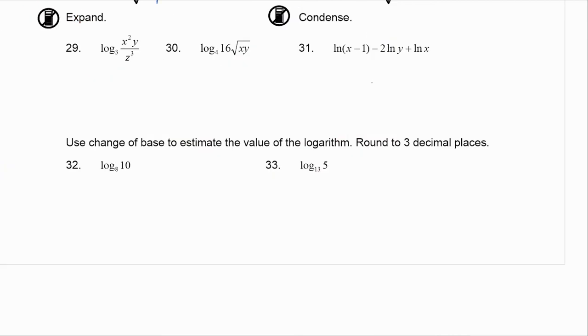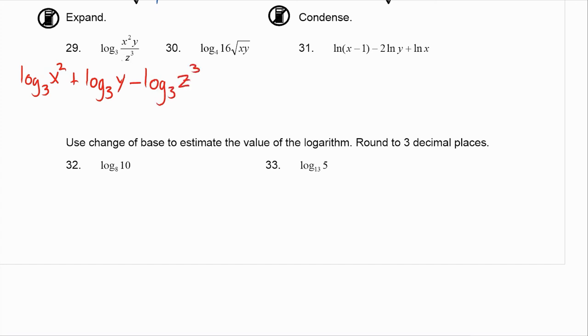Now let's work with 29 and 30. So for these two, you're going to be expanding. Now, there's a couple ways of rewriting these, but the way that I would like to see on the test for you to get full credit, I would like you to start off by saying log base 3 of x squared plus log base 3 of y minus log base 3 of z to the third.